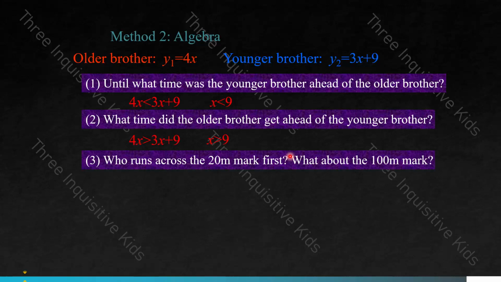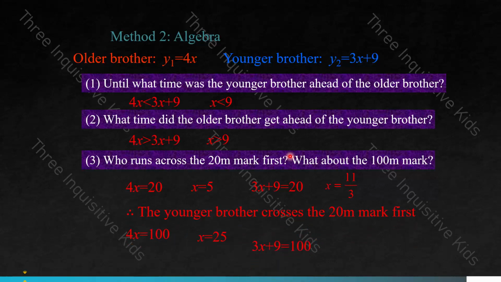And finally, who runs across the 20-meter mark first, and what about the 100-meter mark? Well, 4x is equal to 20, which means that x is equal to 5. 3x plus 9 is equal to 20, and x is equal to 11 divided by 3. Now, 4x is equal to 100, and x is in turn equal to 25. But for the younger brother, 3x plus 9 is equal to 100, and x is equal to 91 divided by 3. In this case, the older brother crosses the 100-meter mark first.